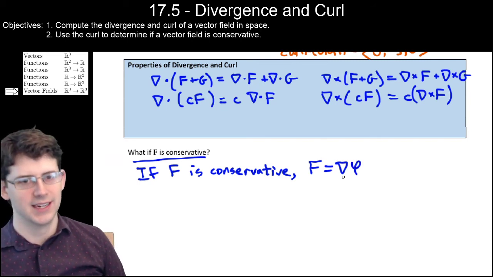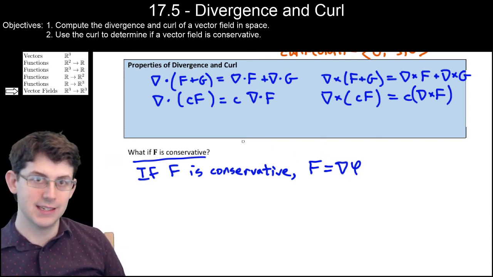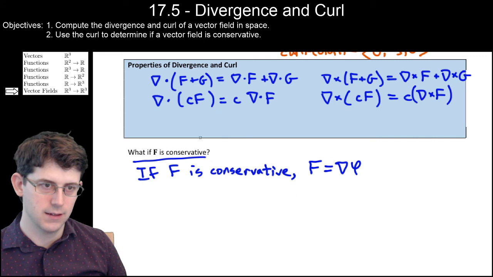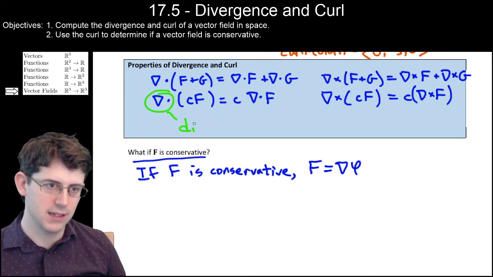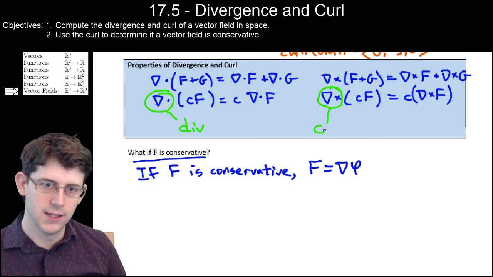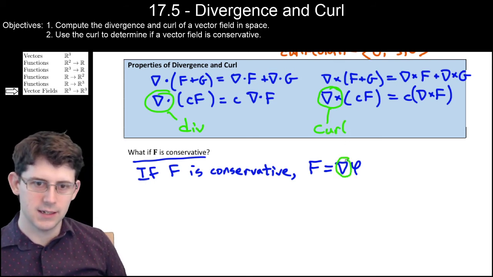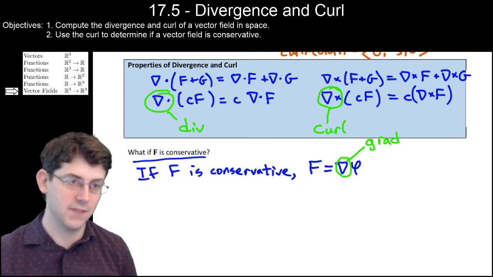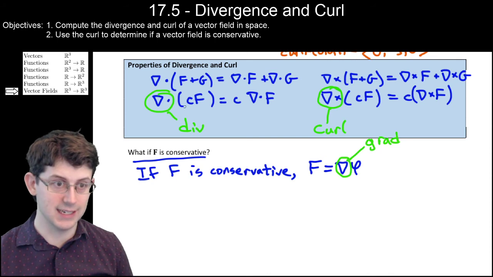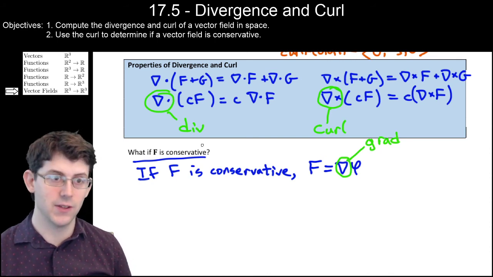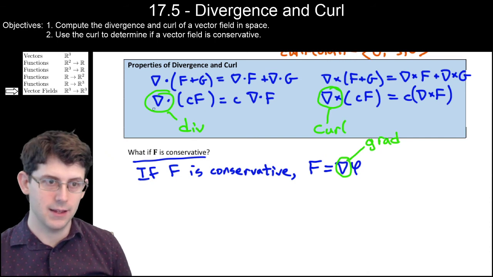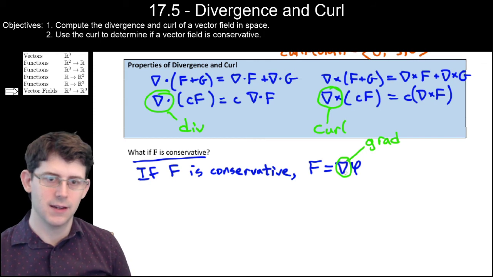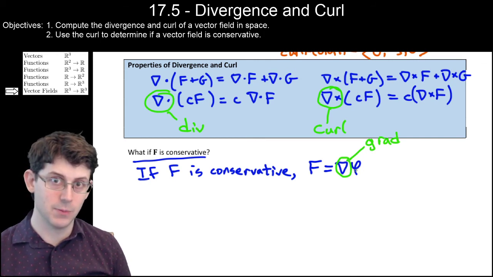Now this del is getting used three different ways on the screen right now. Here's divergence, here's curl, and here's the gradient. But you can tell from context: if the del is being treated like a vector and it's being dotted or crossed with something else, then you know that it's divergence or curl. It would have to be dotted or crossed with a vector. So these objects in here are vector fields, where this thing is a function as opposed to a vector field.